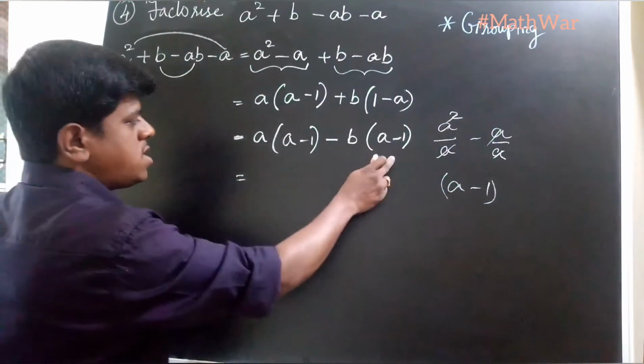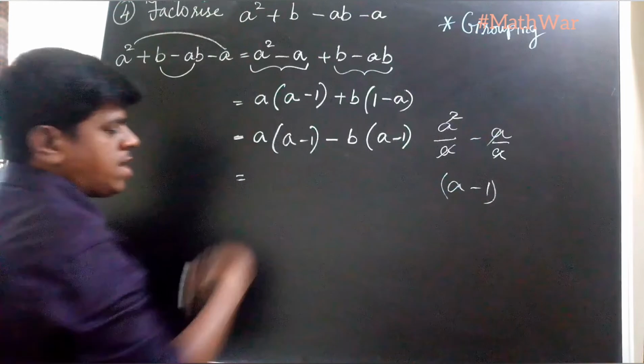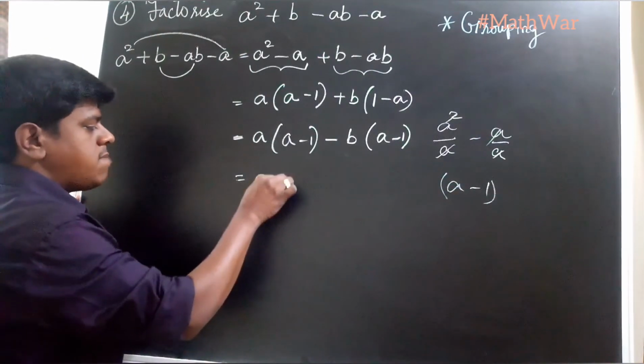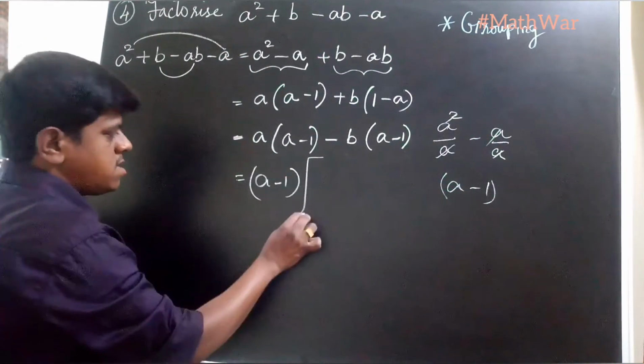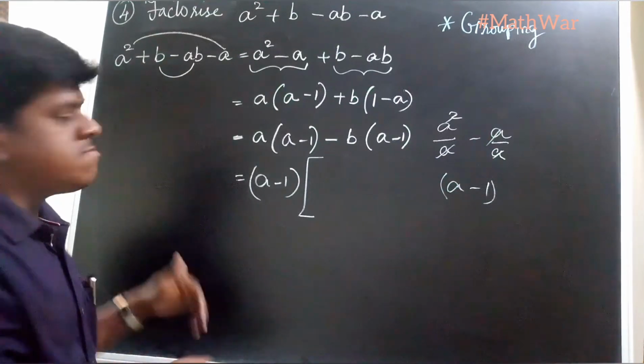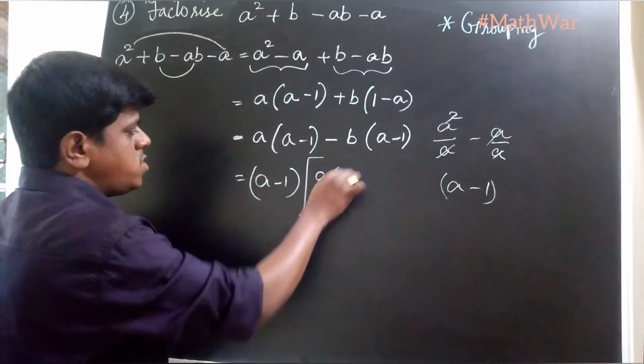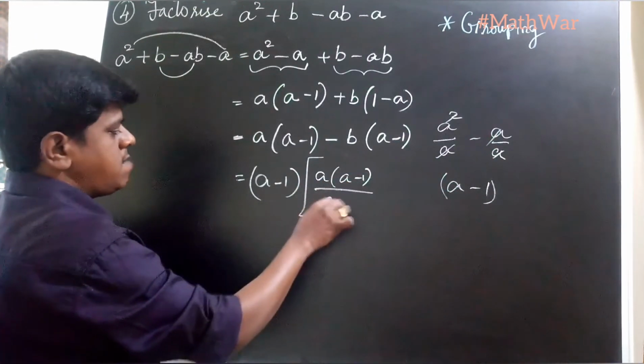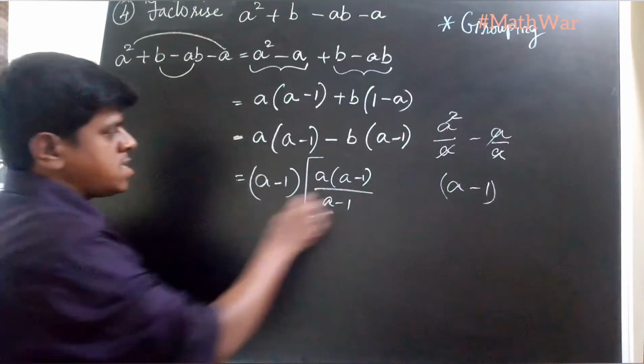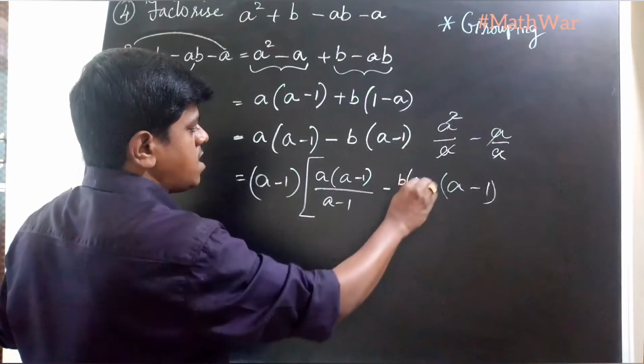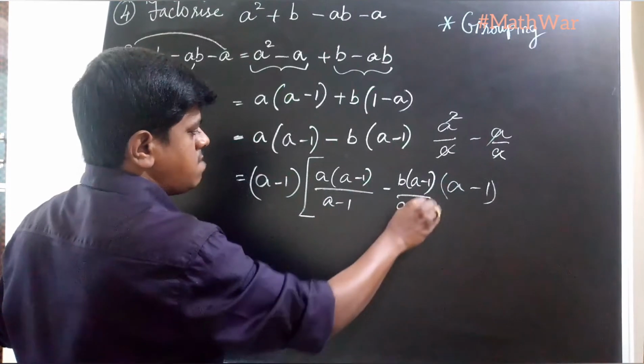Now a minus 1 is common. That I am going to take it out. So a minus 1, if I take it out, means, for your reference, again like the last sum itself I am doing, a into a minus 1 divided by a minus 1, since I took a minus 1 outside, minus b into a minus 1 divided by a minus 1.